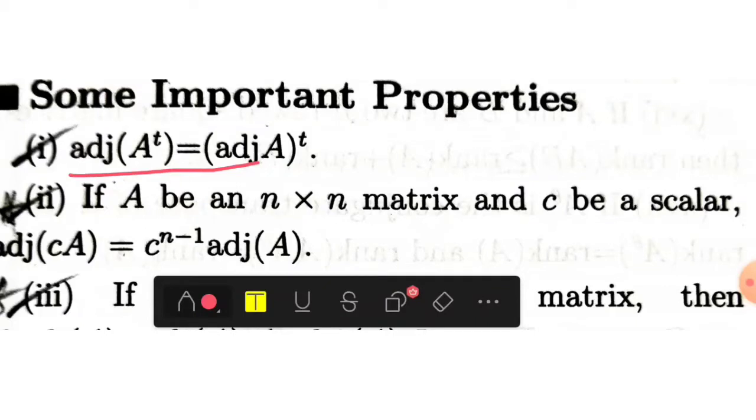Property number 2: if A is an n cross n matrix and C is a scalar, then adjoint of C into A is equal to C to the power n minus 1 into adjoint A. If it is an n cross n matrix, the formula is C to the power n minus 1 into adjoint A.